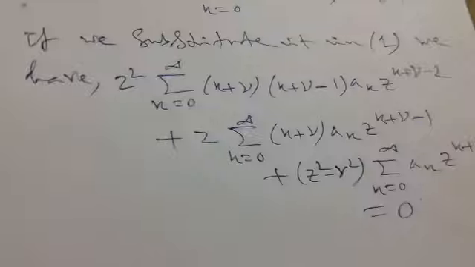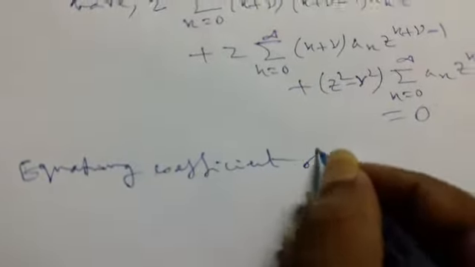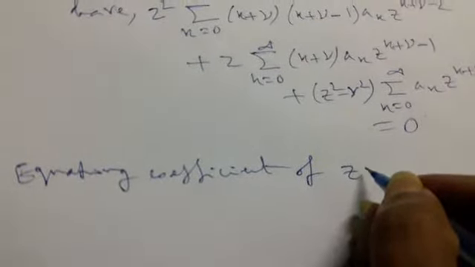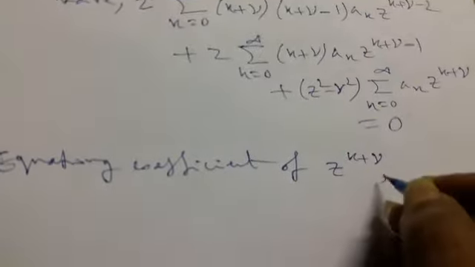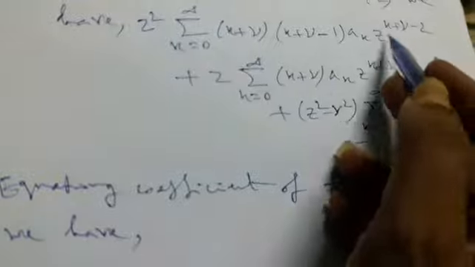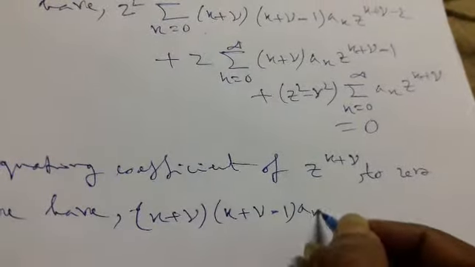equal to 0. Now we are equating the coefficient of z to the power k plus gamma to 0. We have here, it is clear, z to the power k plus gamma. If the z squared is adjusted here, we get only these terms. So it will be (k plus gamma) into (k plus gamma minus 1) a k.